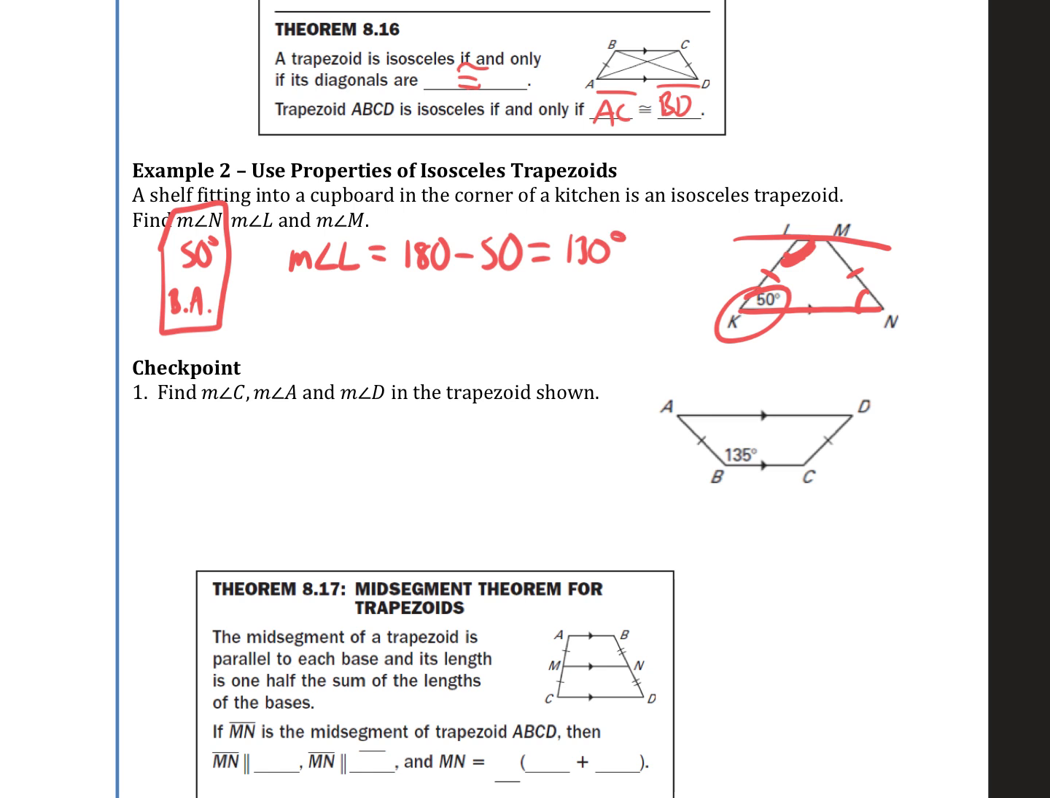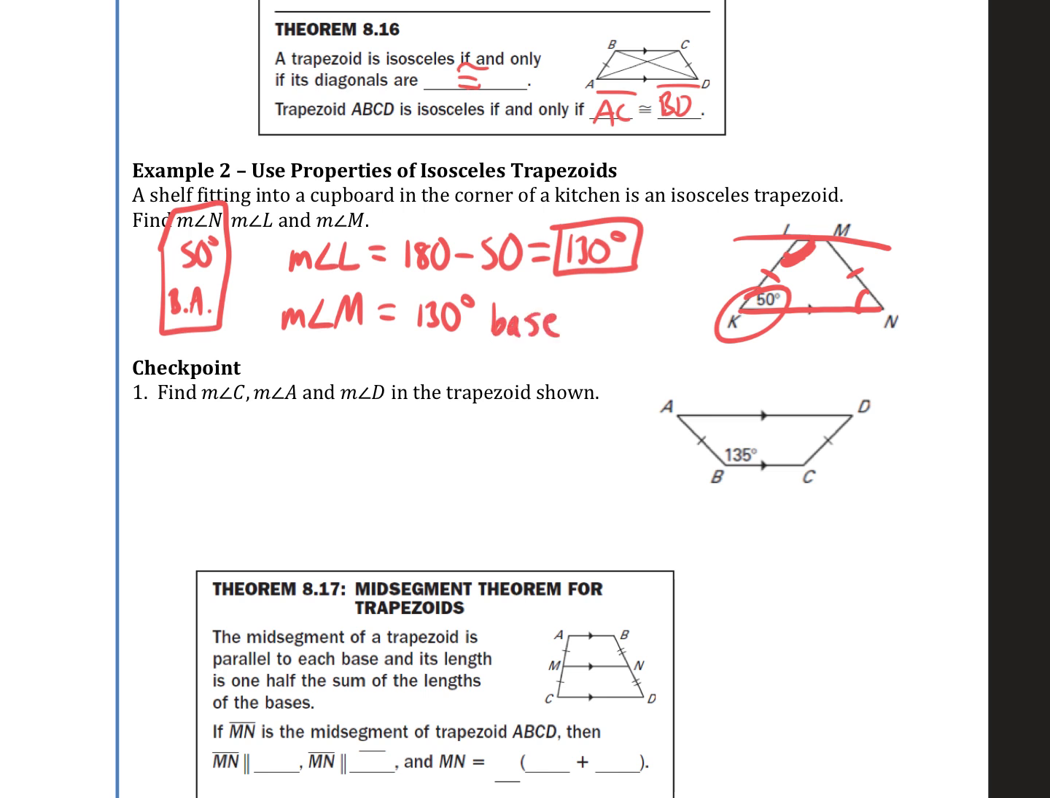All right, we're good. So that's 130 degrees. And now that we know that angle L is 130 degrees, what can we say about angle M? Well, that's going to be the other base angle, right? So measure of angle M is also going to be 130 degrees. So it's a base angle. It's the same base angle as the angle L, okay?